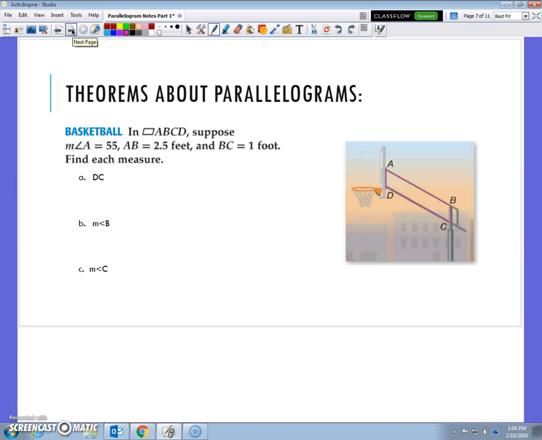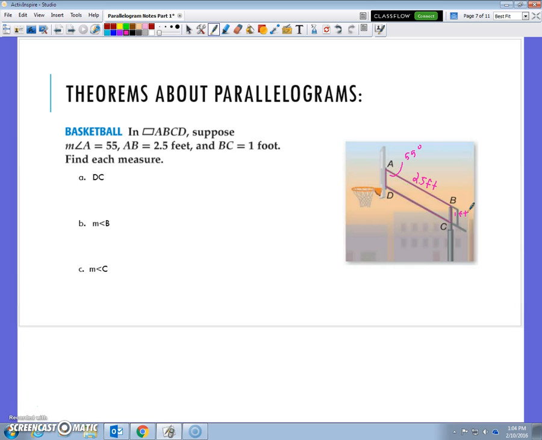All right. So let's take a look at this one. It says in parallelogram ABCD, suppose that measure angle A is 55. Go ahead and mark that right now so I don't forget. A is 55 degrees, AB is 2.5 feet, and BC equals 1 foot.